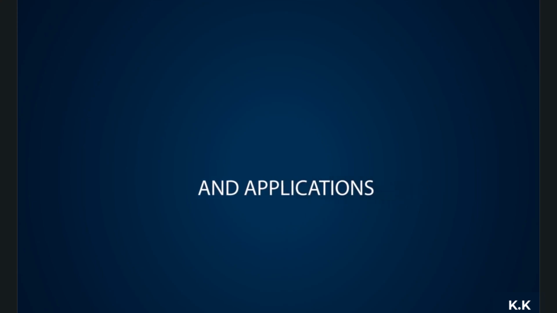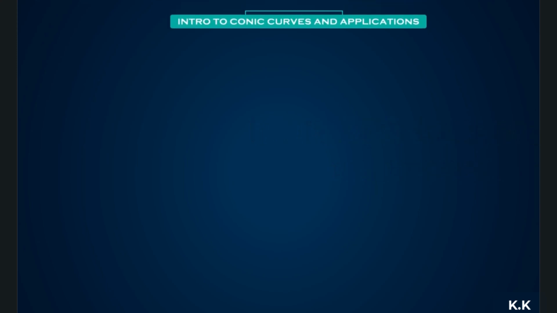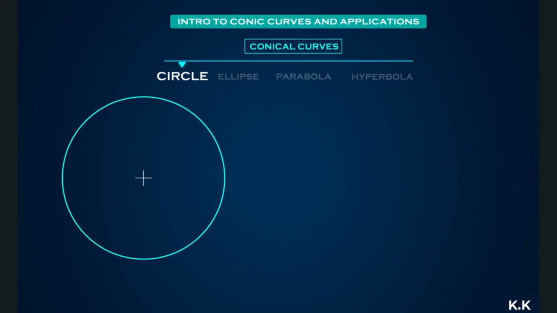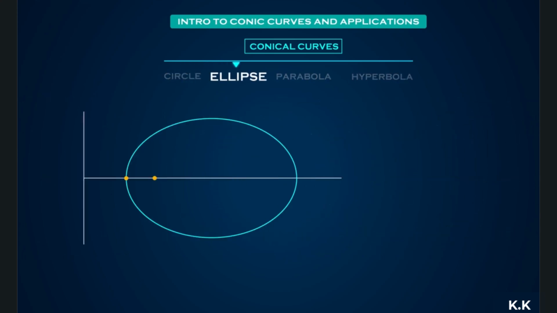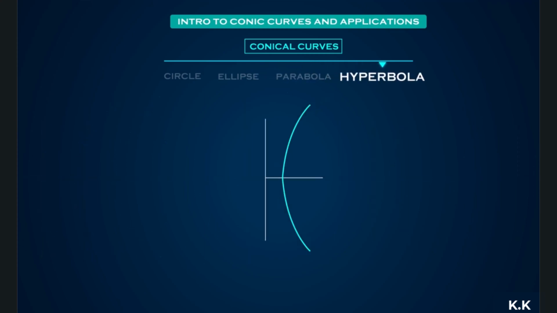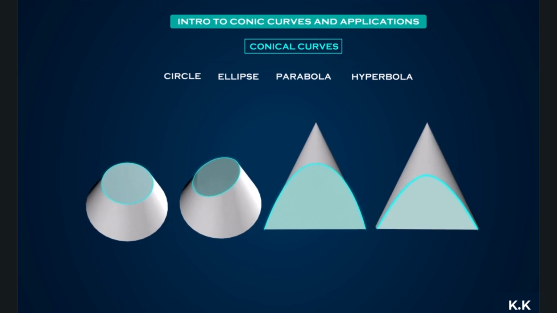Let us learn about conical curves and their applications in this video. We already know that conical curves are classified into four types. They are circle, ellipse, parabola, and hyperbola. We call them conical curves because they can be obtained by cutting a cone or cones in the following way.